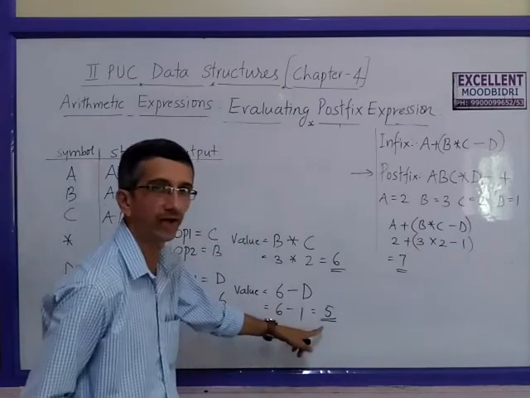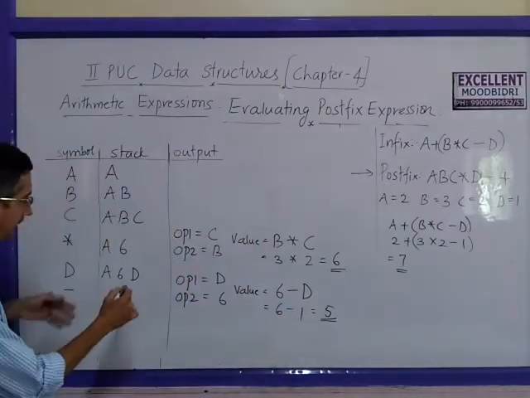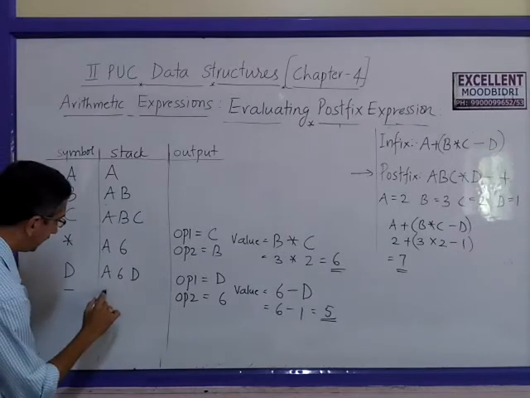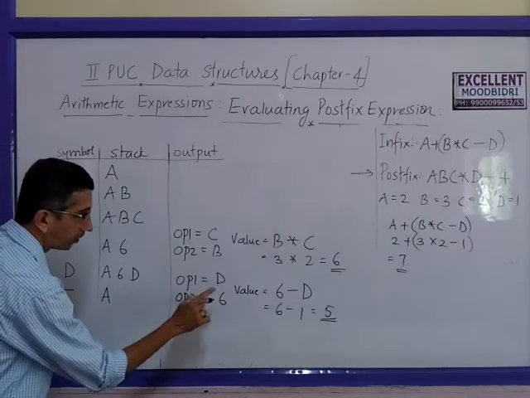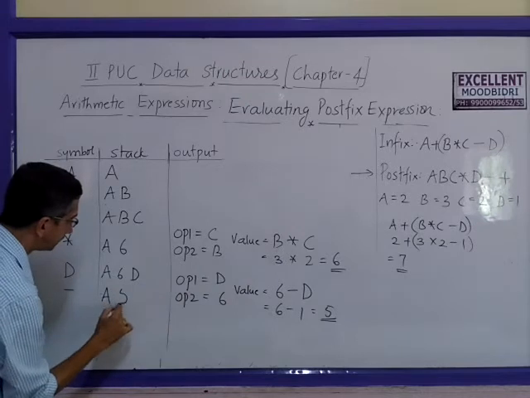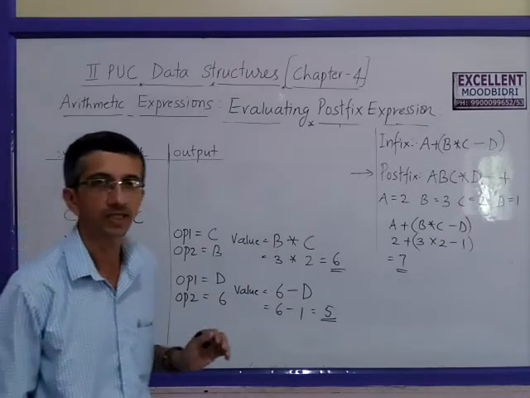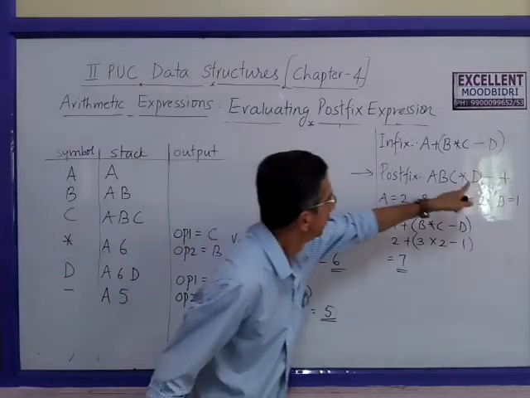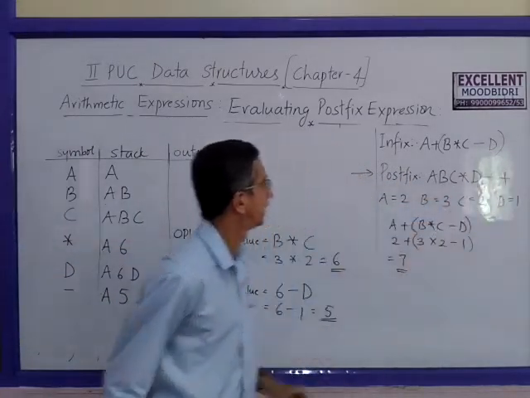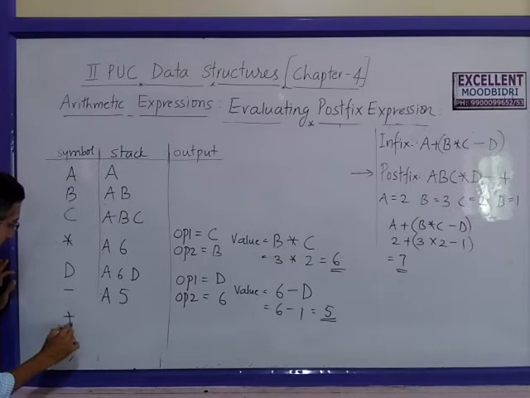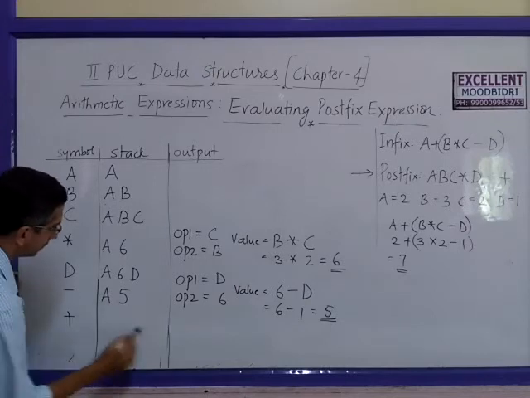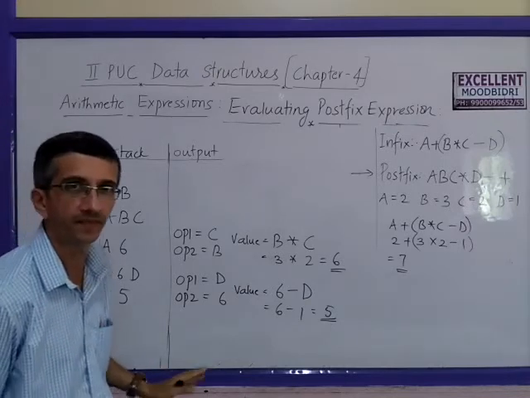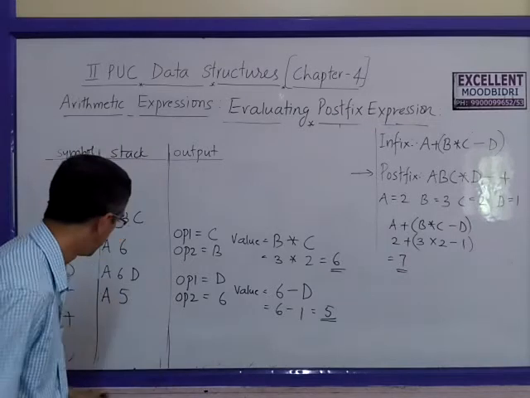So push the value onto the stack again. The value you have to again push onto the stack. So A is there already, 6 and D popped. Now value push onto the stack. Now the stack contains A and the new value 5. So next take the next symbol, plus, last one, plus again operator. So do this operation.